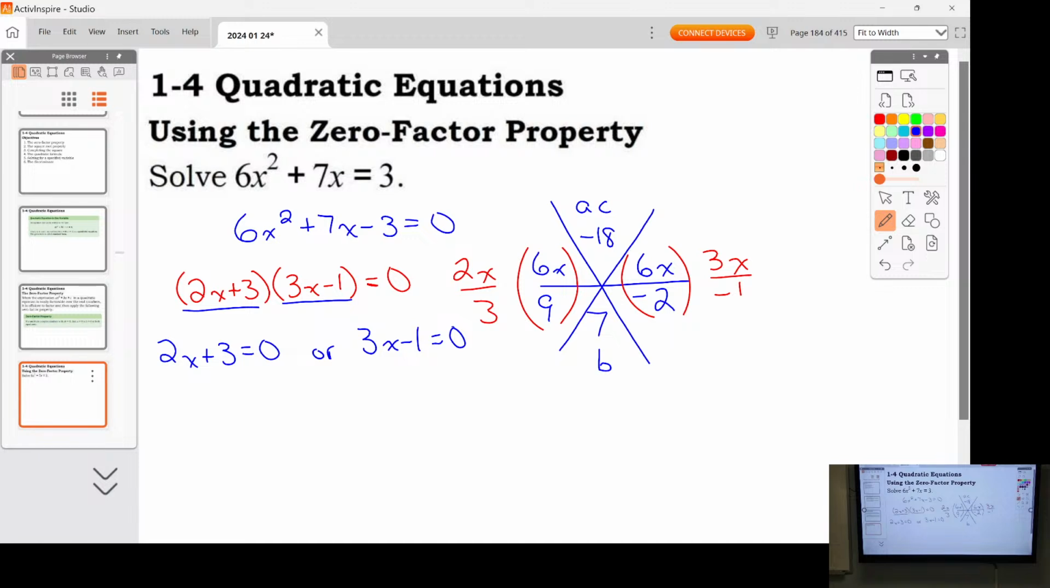Solving 2x plus 3 equals 0, what do we do? Good. Get the x by itself. Step 1. Subtract 3 from both sides. 2x equals negative 3. Now, x equals negative 3 halves. Or, add 1 to both sides. 3x equals 1. Divide by 3. X equals 1/3.